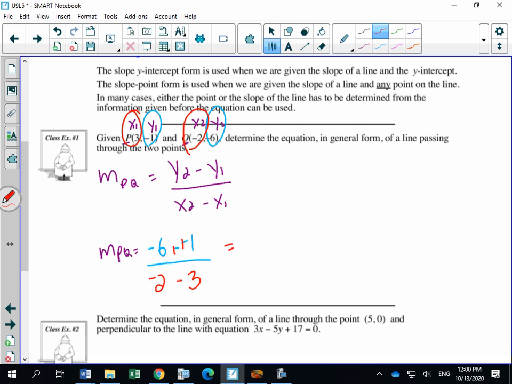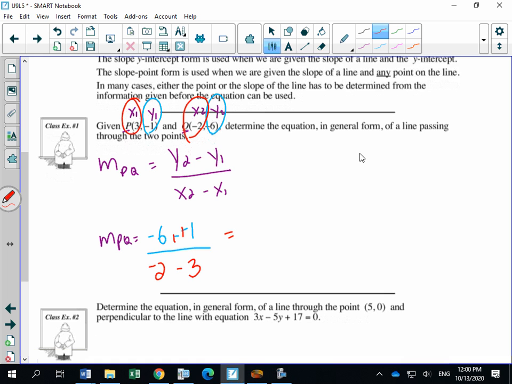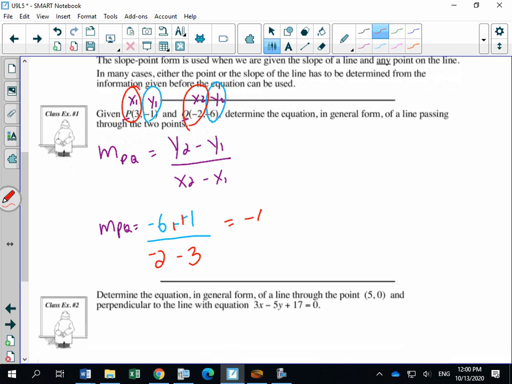So two negatives make a positive. So the slope is -6 plus 1, which is -6, all over -5. Actually, no, that's a mistake. Do you guys see what my mistake is? It should be -5 over what? Yeah, -5 over -5. What does that equal? 1. And that is my slope.